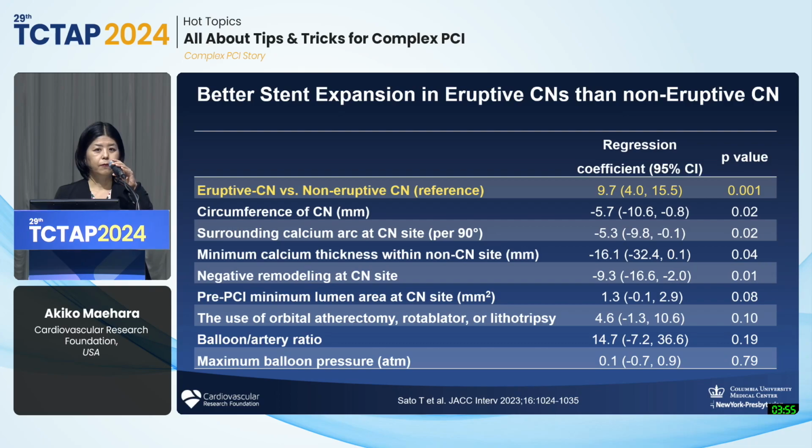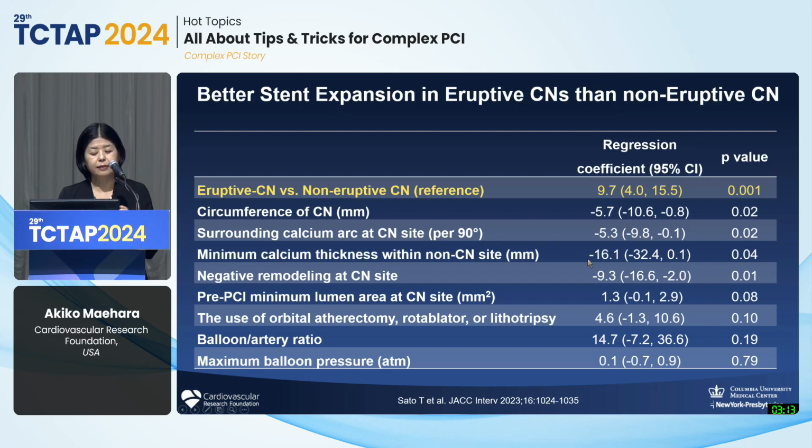And then we ask, what is a predictor of stent expansion in the calcified nodule? Compared to the non-eruptive, the eruptive one is better because they can make the redistribution. But what is important is actually additional factors. Number one, circumference of the calcified nodule, meaning a big calcified nodule is bad compared to a small calcified nodule. The other two are very important: non-calcified nodule circumference, meaning how much calcium is outside of the calcified nodule, which indicates worse stent expansion, and minimum calcium thickness in the non-calcified nodule site, that's very important.